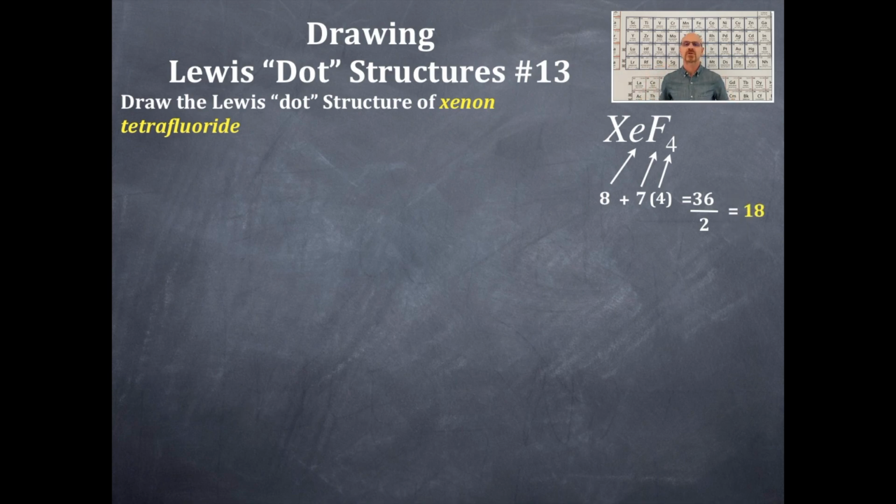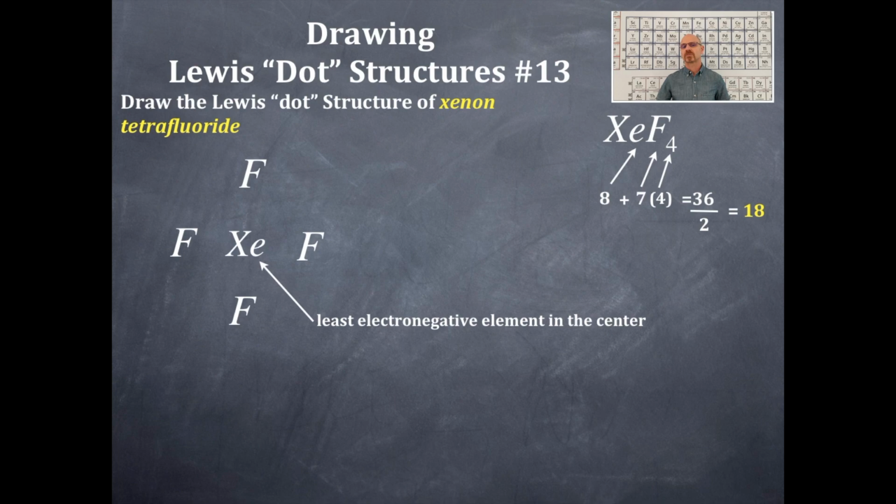The least electronegative element goes in the middle, and that is the xenon. Now I'm going to place the fluorines around the xenon as is appropriate, just like that. Now I'm going to place these 18 pairs of electrons according to the rules, and that is first, I'm going to place a bonding pair of electrons, a single or a sigma bond between the central element and the outside elements, and that is done just like that right there.